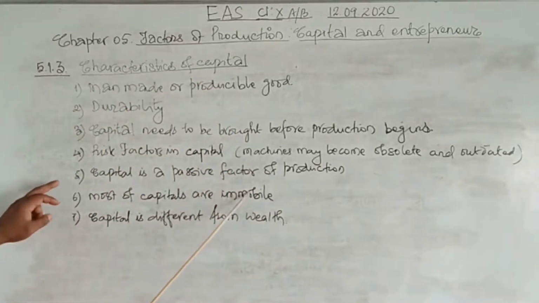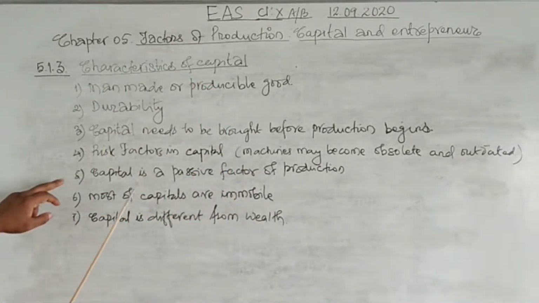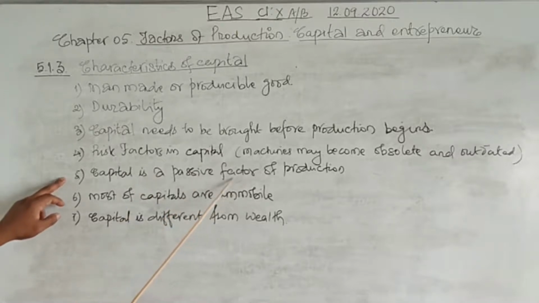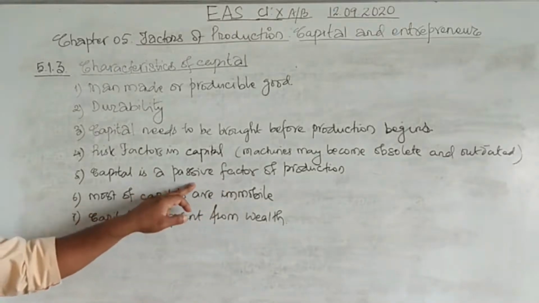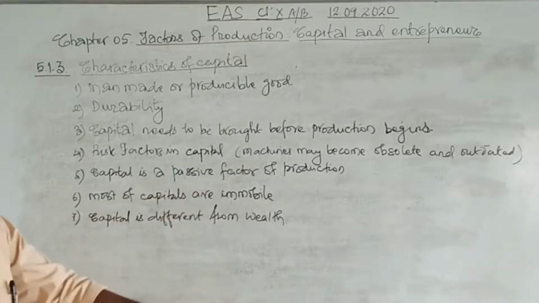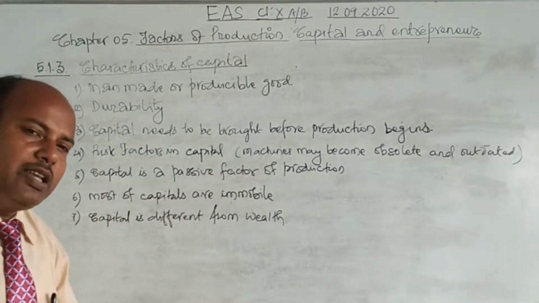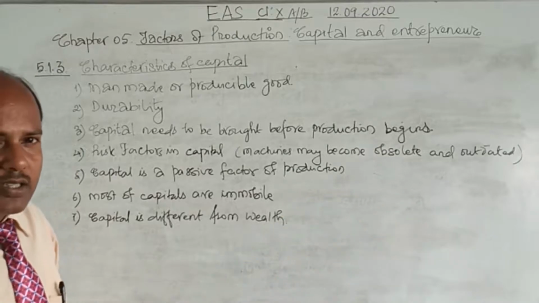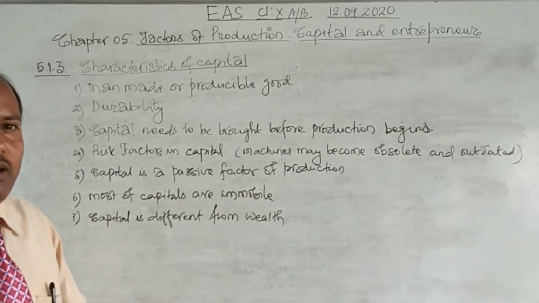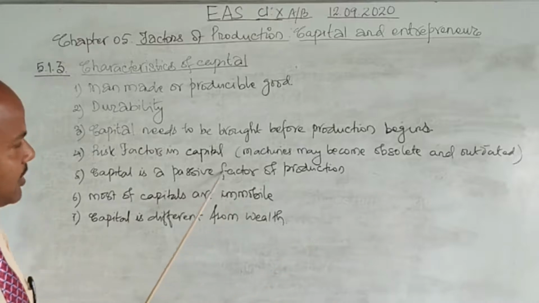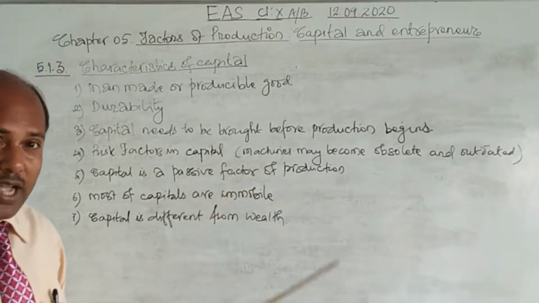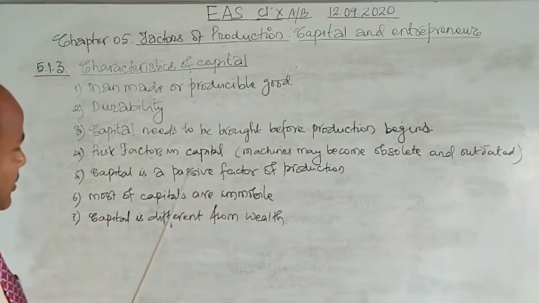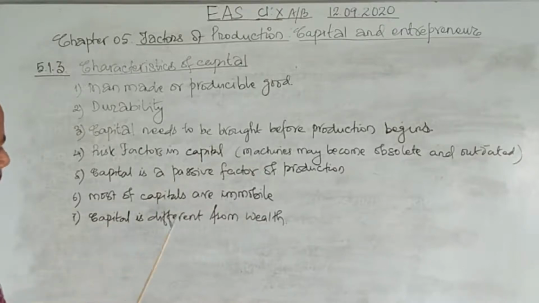Now, this is a passive factor of production, meaning left on its own it cannot do anything. Like capital, a machine is there, a computer is there. You need somebody to come and operate the computer. You need somebody to come and switch on the computer. The computer will not on its own start functioning. So it is a passive factor. Who are the active factors? Man and entrepreneur.